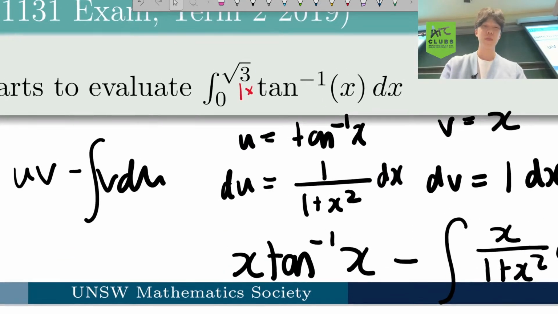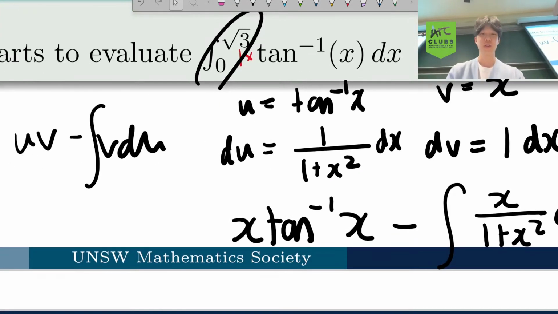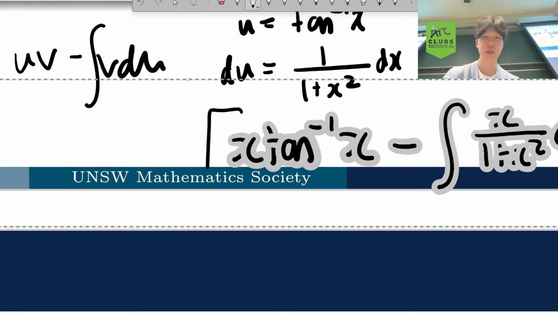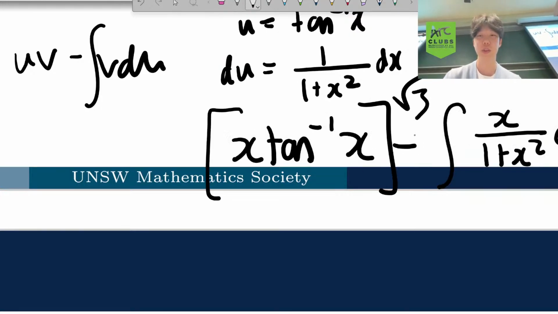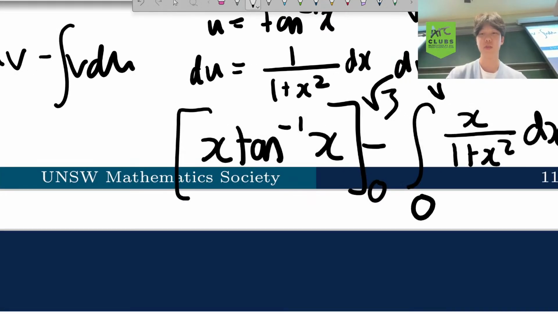But this time, notice how we have bounds. So easiest way, from here, we just chuck our bounds. So root 3, 0, 0, root 3. And then you just solve the integral normally.